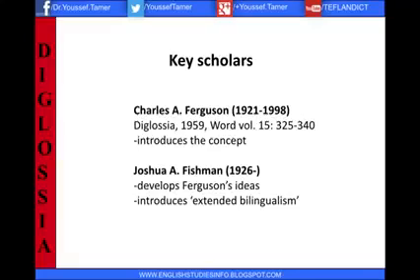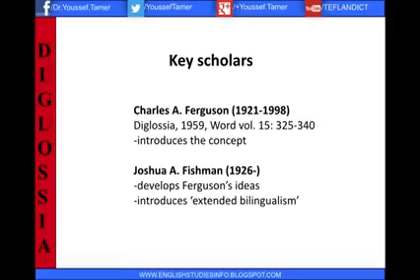So the key scholars who talked about and described diglossia. There is first of all Charles A. Ferguson, who lived between 1921 and 1998. And he wrote a very interesting article, that is still highly viewed up to now, in 1959. And he called it diglossia. He was the first one to introduce this concept and to talk about some of the main features of diglossia that we're going to see today.